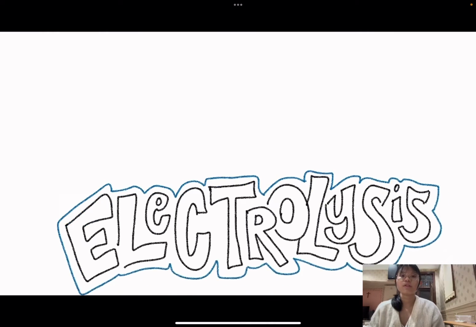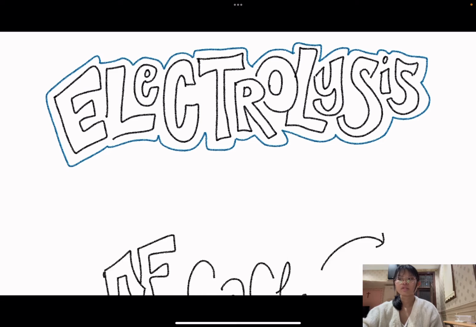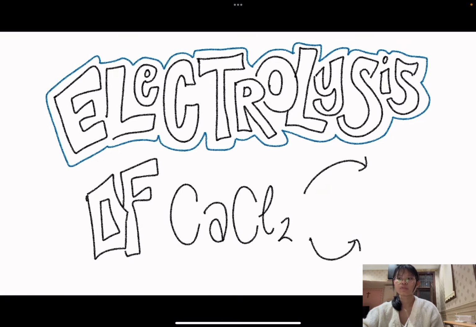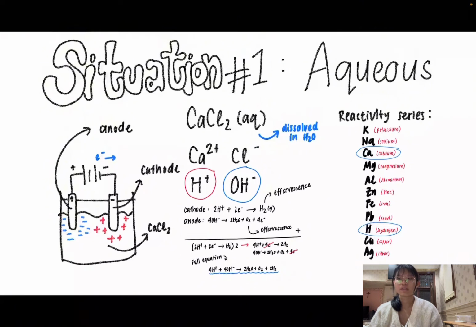Hello everyone, today I'll be explaining the process of electrolysis on CaCl2, or calcium chloride, which is a white powder. Situation 1 is when calcium chloride is in its aqueous state, or when it is dissolved in water. So the available ions will be Ca2+, Cl-, H+, and OH-.